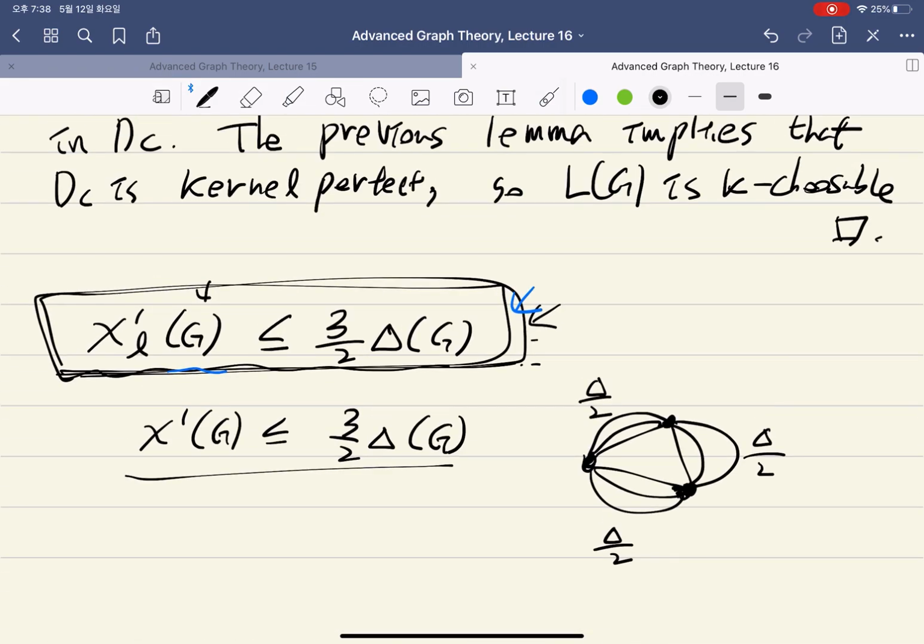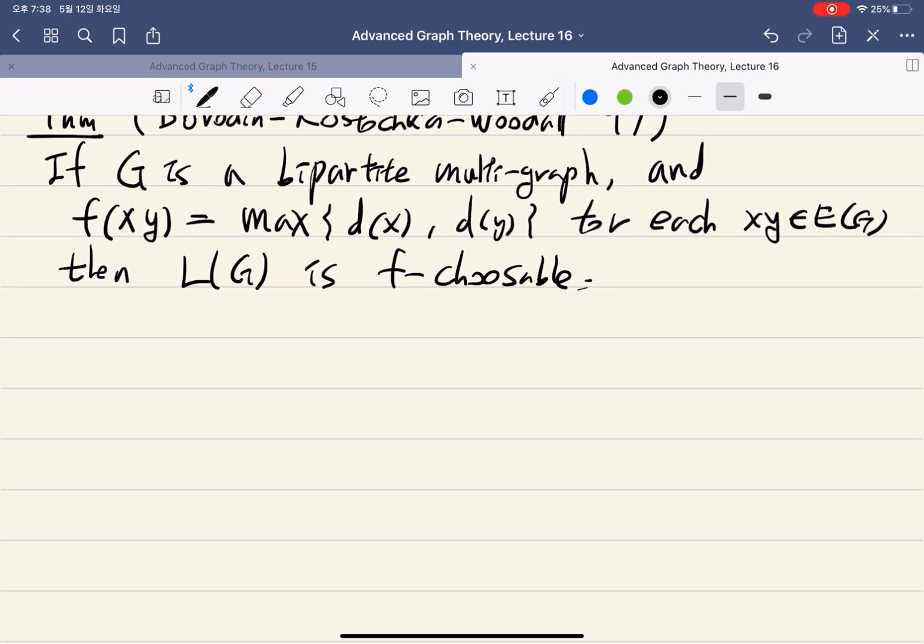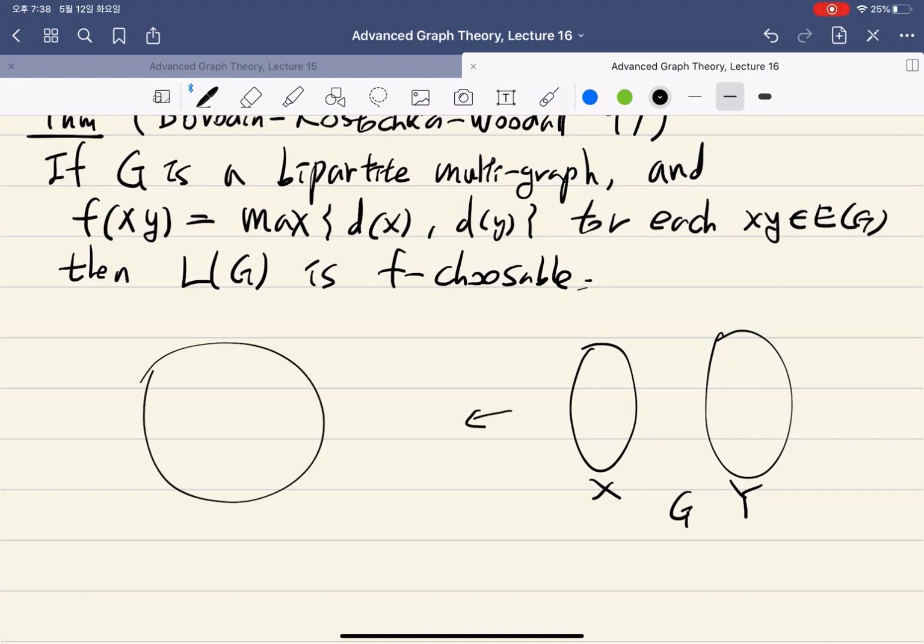So in order to prove this, we first want to prove this theorem. If G is a bipartite multigraph, and f is defined on each edge to be the maximum of the degrees on each endpoint, then the line graph of G is f-choosable. So how do we prove this? When you have xy, we want to find an orientation of this line graph, and we want this orientation to be kernel perfect.